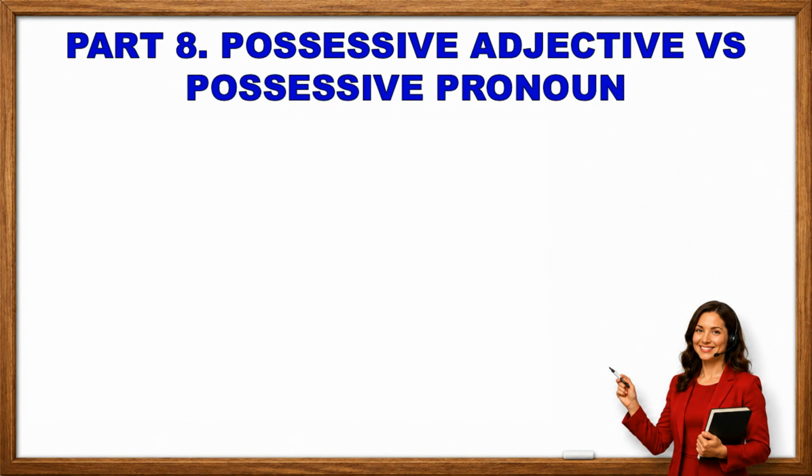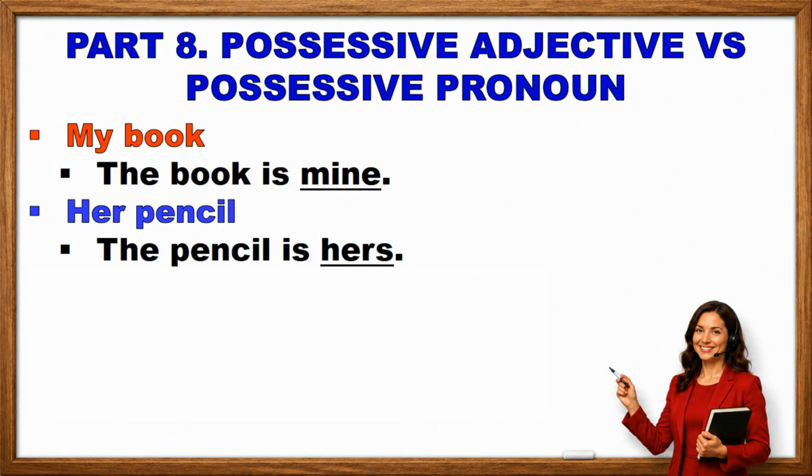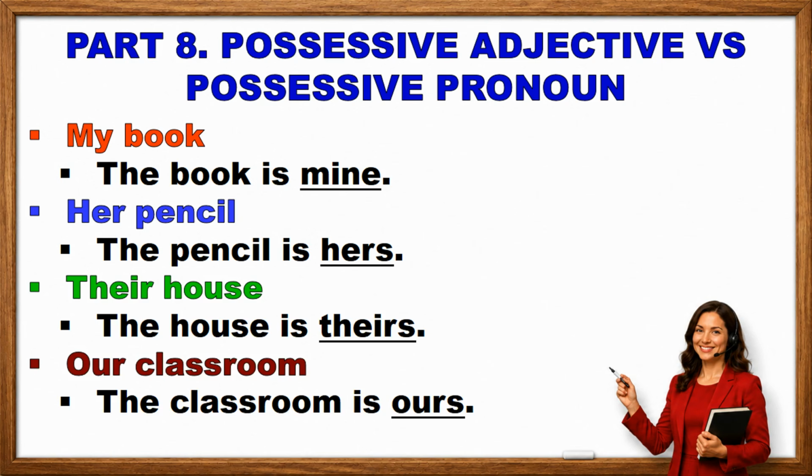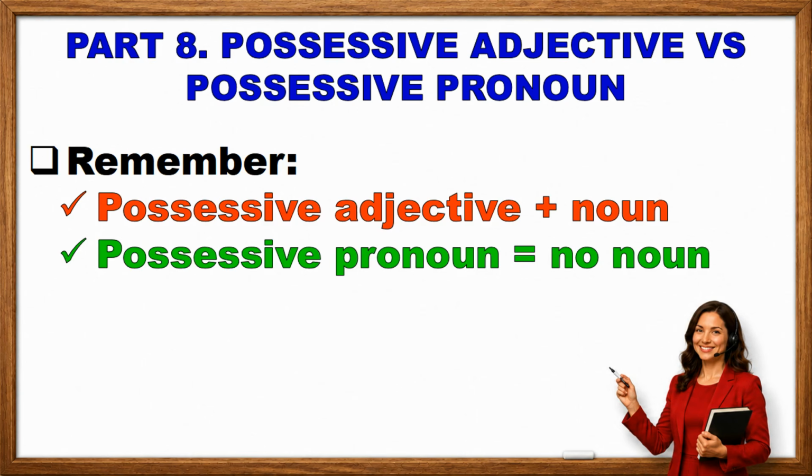Part 8. Possessive adjective versus possessive pronoun. Let's compare them. My book. The book is mine. Her pencil. The pencil is hers. Their house. The house is theirs. Our classroom. The classroom is ours. Remember: possessive adjective plus noun. Possessive pronoun equals no noun.